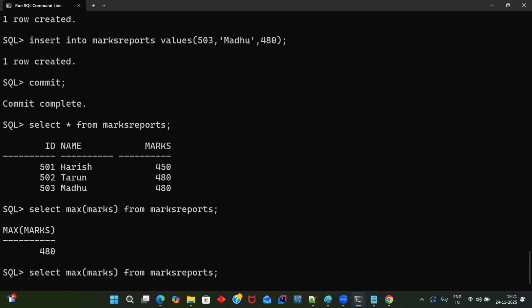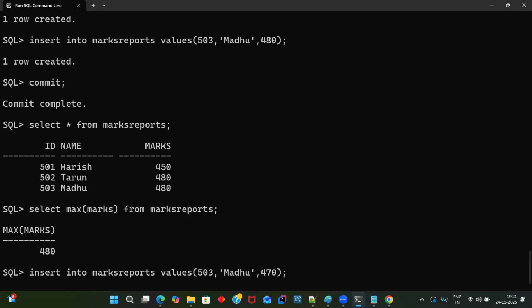Okay. But how many people are getting the maximum marks? Two people. Correct, right? So we know that two people are getting it. Who are they? Tarun and Madhu, right? Both two people are there. One second, guys. I think it's applying the distinct internally. That's no worry, guys.